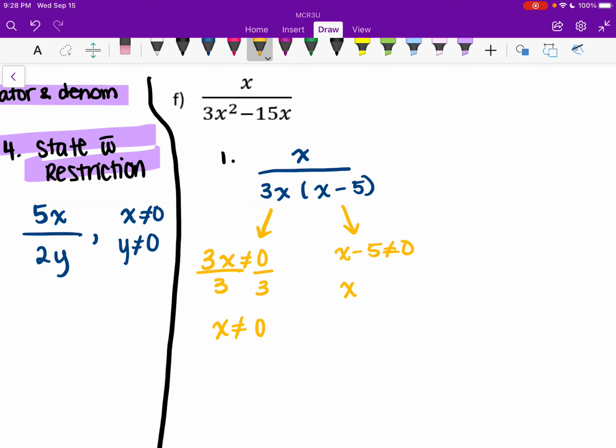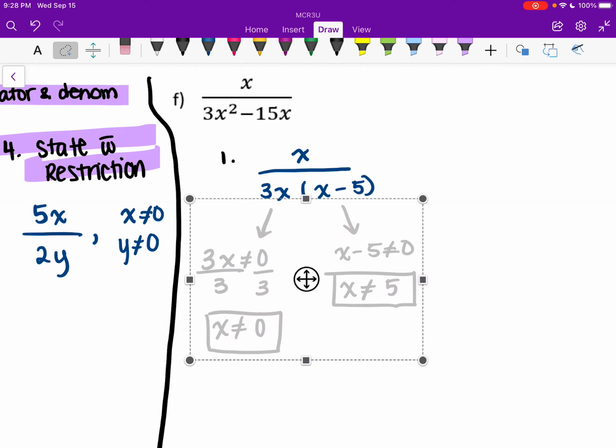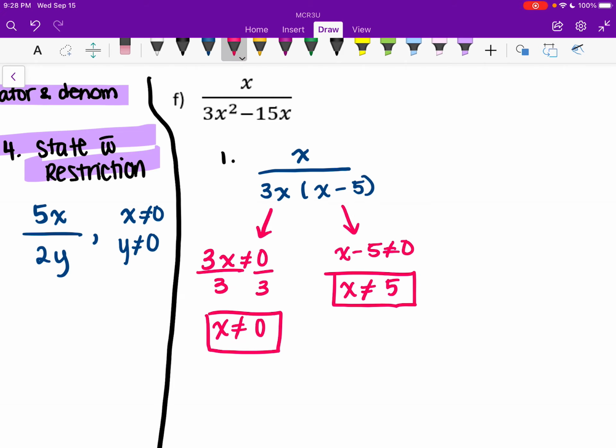x minus 5 plus 5. So 0 plus 5 is just 5. So x cannot be 5 and x cannot be 0. And I'm going to change the color of this pen because sometimes it's hard to see. So I'll change it to pink. And that's what I did.